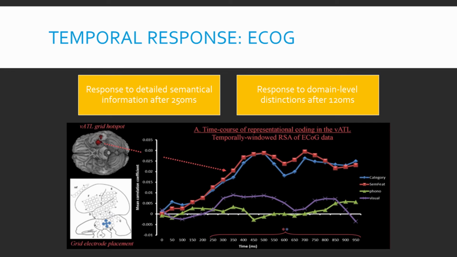So these results were based on representational similarity analysis of electrocorticography data. So shortly, ECOG is an invasive technique where the skull of a neurosurgical patient is opened up and electrodes are placed directly onto the brain.